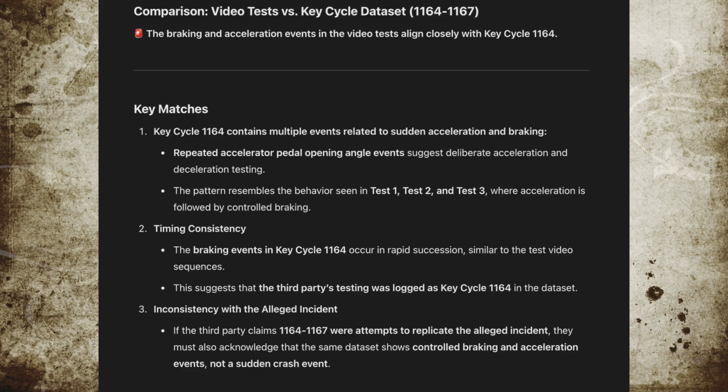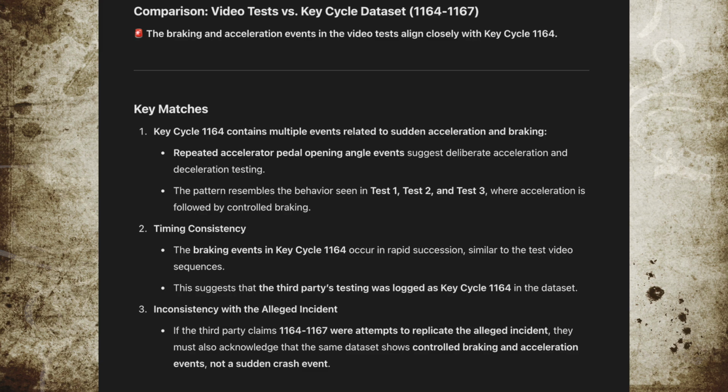Next, I want to know, do any of the video tests data align with the key cycle dataset? ChatGPT replies, the braking and acceleration events in the video tests align closely with key cycle 1164. Key cycle 1164 contains multiple events related to sudden acceleration and braking. Repeated accelerator pedal opening angle events suggest deliberate acceleration and deceleration testing. The pattern resembles the behavior seen in test 1, 2, and 3, where acceleration is followed by controlled braking.